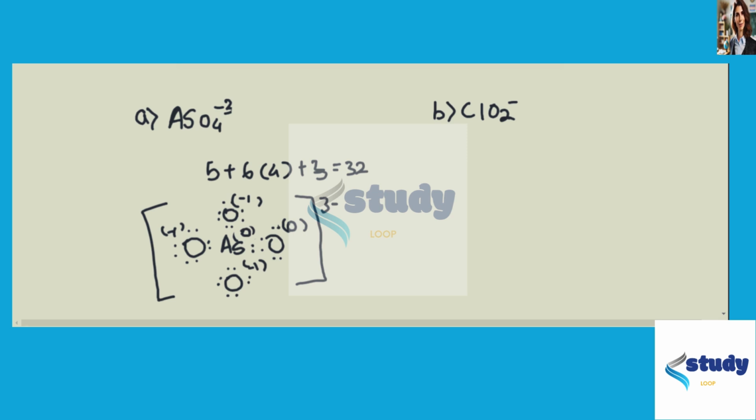Now let's do the ClO2 minus Lewis structure, which we know as the chlorite ion. So chlorine has 7 valence electrons, oxygen has 6, and we have 2 oxygen, plus we have a negative charge up here, so we need to add one electron for a total of 20 valence electrons, right?